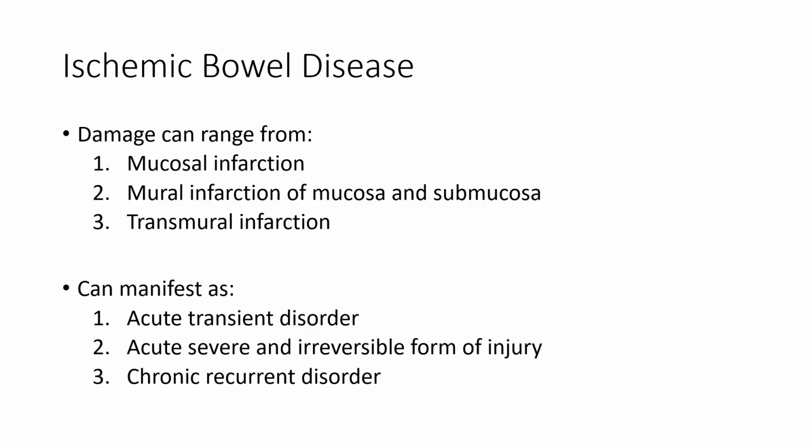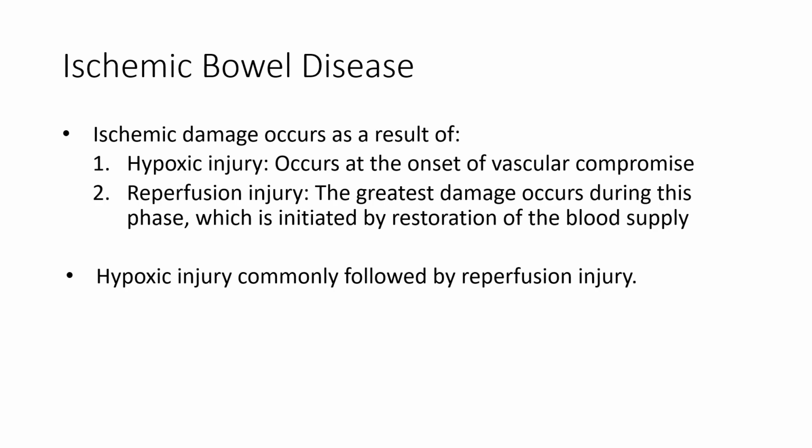Ischemic bowel disease can manifest as an acute transient disorder that is completely reversible on re-establishment of blood flow, or it can manifest as an acute, severe, and irreversible form of injury, or it can manifest as a chronic recurrent disorder. The major variables that determine the severity of ischemic bowel disease are the severity of the vascular compromise, the time frame during which it develops, and the vessels affected.